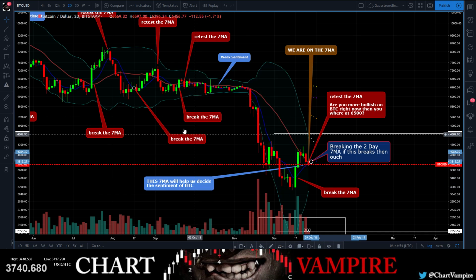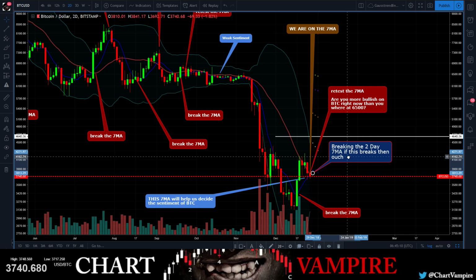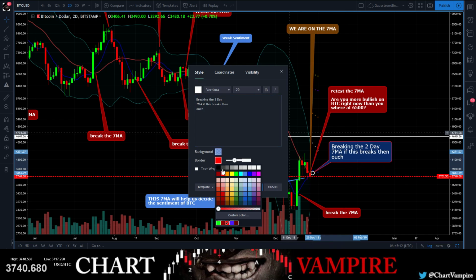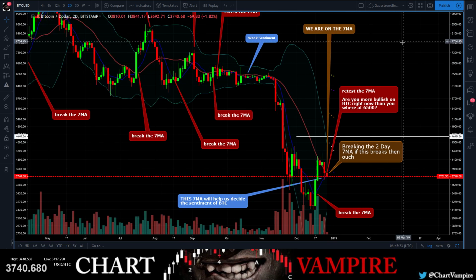All right, so if this does break, this is going to hurt because this is going to throw you into a bear, just like your RSI. So your RSI breaks, this breaks, that's it. I mean, if this breaks, this is your last chance. You're on the 7MA, right? Okay.